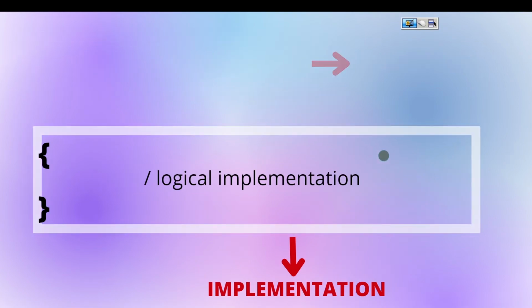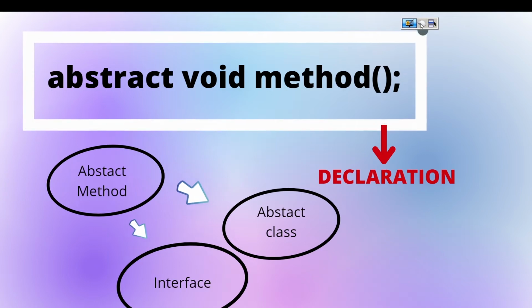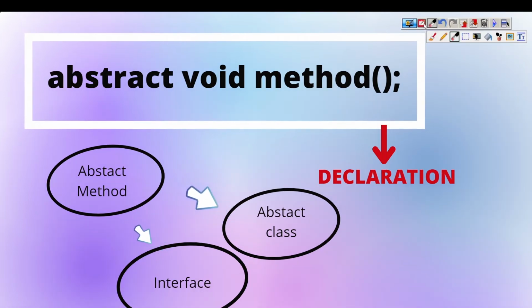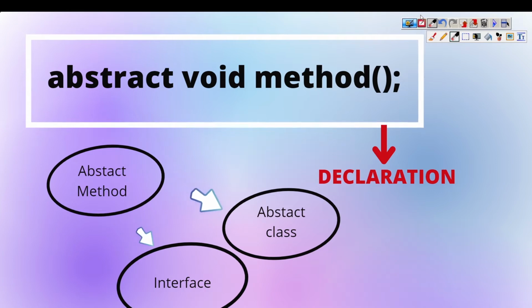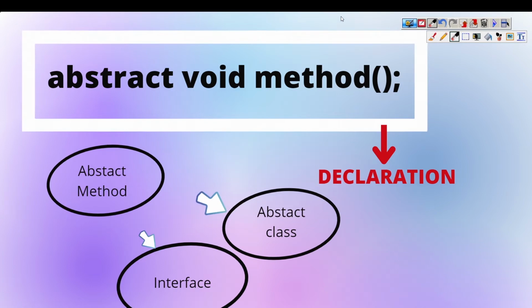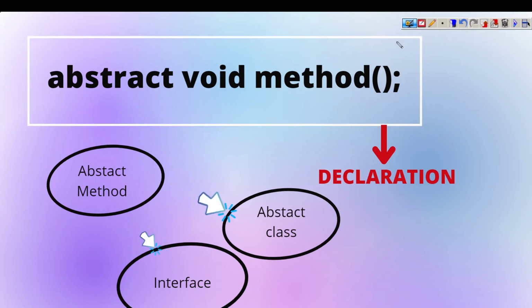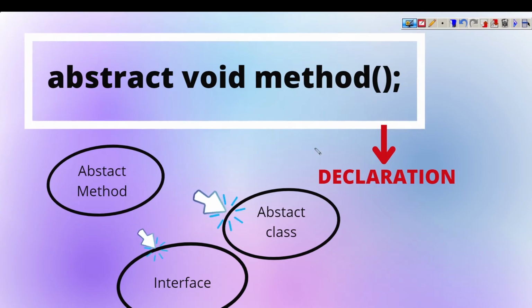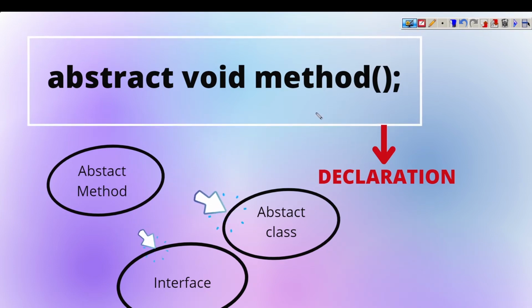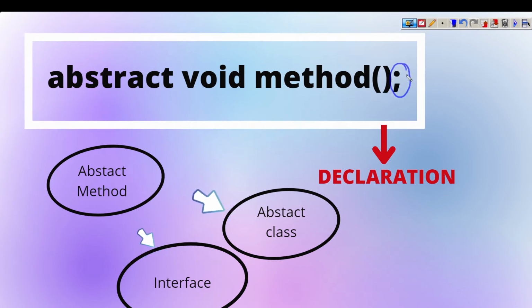Next method is the abstract method. As in the previous slide, we have seen some points about the abstract method. The very first point: an abstract method is a method which has only the declaration but not the implementation part. So here we have given only the abstract declaration, there is no implementation for this method. An abstract method must be terminated with a semicolon, and it is terminated with a semicolon.